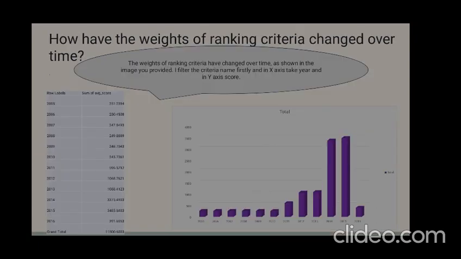How have the weights of ranking criteria changed over time? The weights of ranking criteria have changed over time as shown in the image. I filter the criteria name firstly and in the x axis take year and in the y axis score. Here this is my table showing the sum of average scores by different years on average basis, and here a graph showing that table visualized.